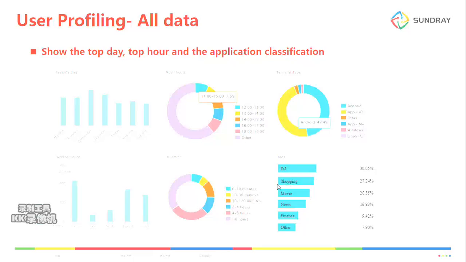For example, if the shopping traffic takes 27%, we can know that your guests spend most of their time in online shopping. So maybe the shopping mall can think about creating their own online shopping application, because their customers have the habit of online shopping. So this is user profiling for analyzing their own clients.